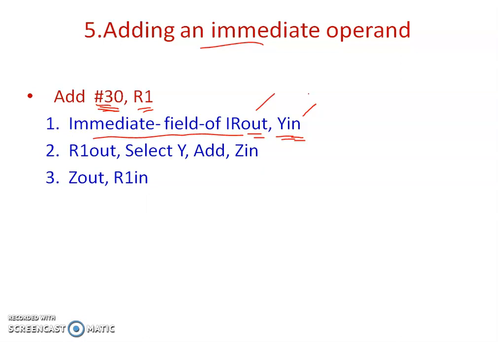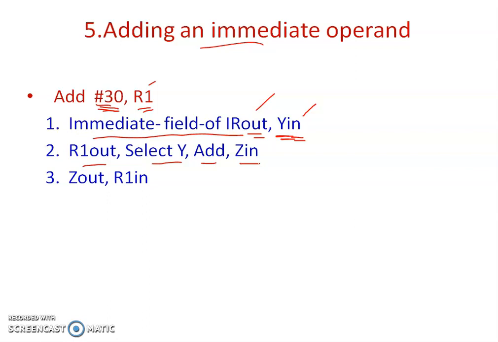Then, the second step is, in order to perform the ALU operation, you need to get the second operand also. So for that, R1 out will be enabled. Then the first operand will be select Y. 30 is currently available in the Y register. So select Y, then add, performing the addition operation. The result will be stored into the Z register.